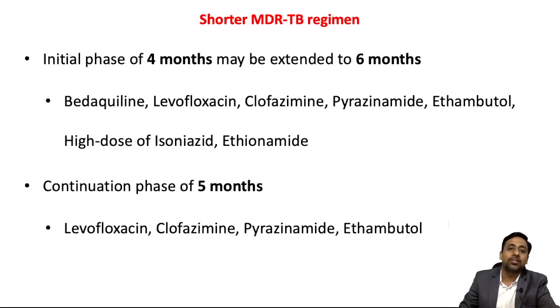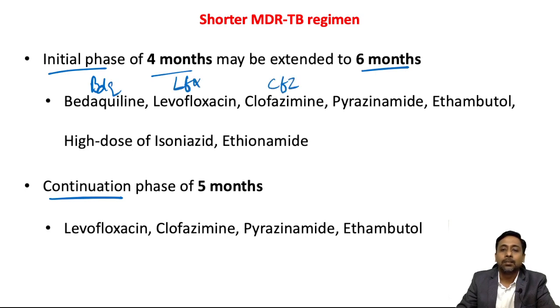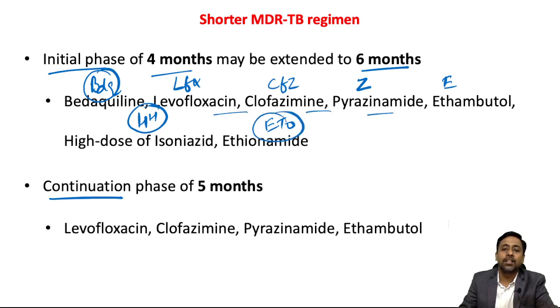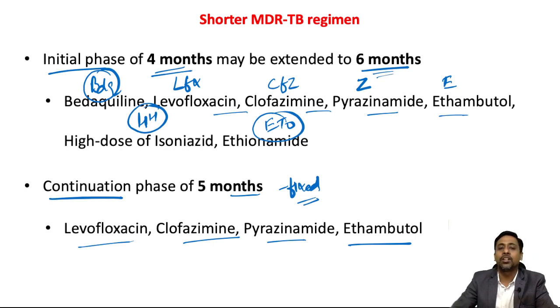This shorter MDR-TB regimen has two phases, the initial phase and the continuation phase. The initial phase is of 4 months, which may be extended to 6 months, and the drugs are bedaquiline, levofloxacin, clofazimine, pyrazinamide, ethambutol, high dose isoniazid, and ethionamide. In the continuation phase, which is of 5 months, we will not include bedaquiline, high dose isoniazid and ethionamide. The rest of the drugs continue for another 5 months, that is levofloxacin, clofazimine, pyrazinamide and ethambutol. This 5 months is fixed. We cannot extend this duration, but the initial phase may be extended up to 6 months if the response is not very proper or is slow.